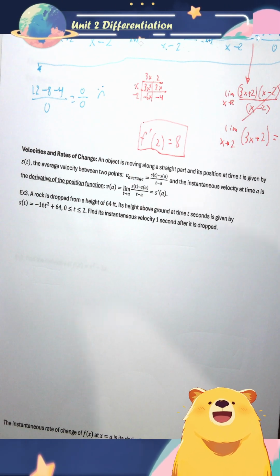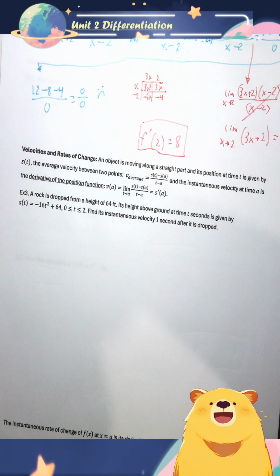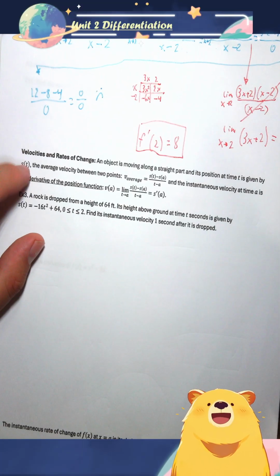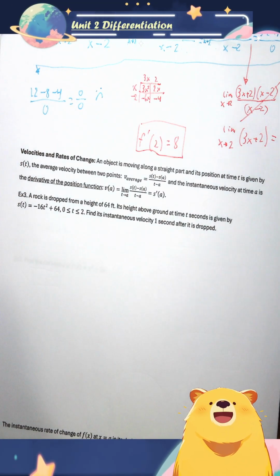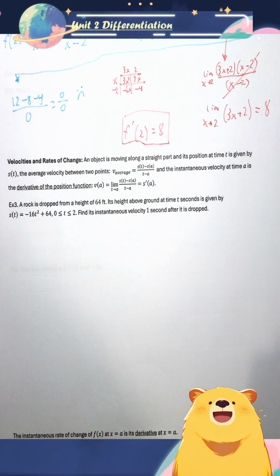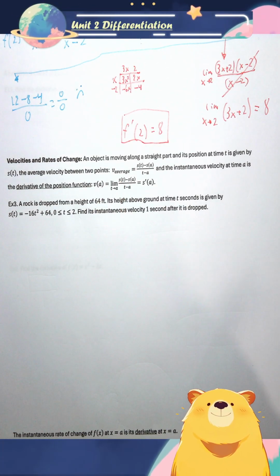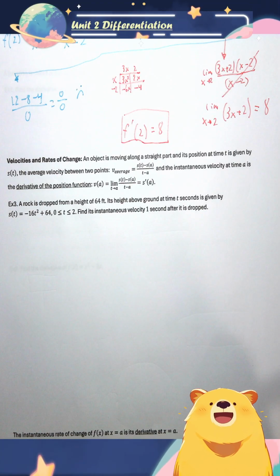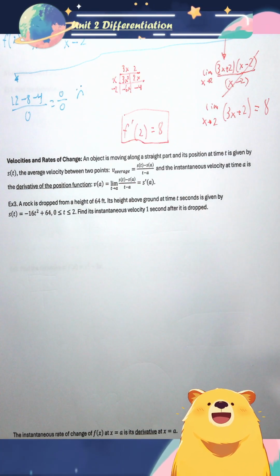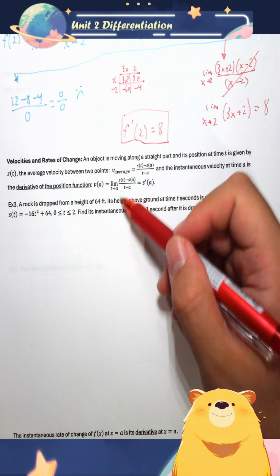An object is moving along a straight path, and its position at time t is given by s of t. So s being the function label, and t being the input, which is referring to time. The average velocity between the 2 points is noted here. Excuse me, I burped. I hope y'all didn't hear that. I am so sorry. And the instantaneous velocity at time t is the derivative of the position function right here. So it's just going to be that derivative.